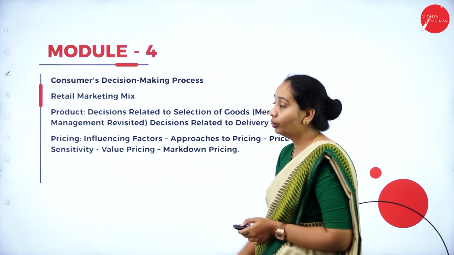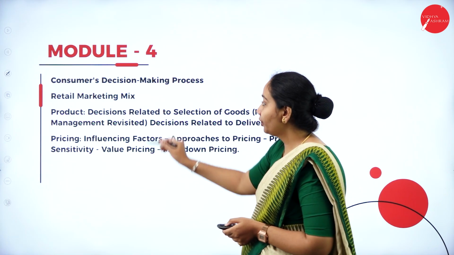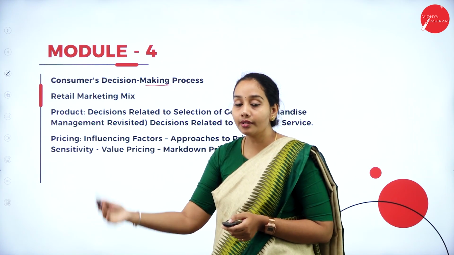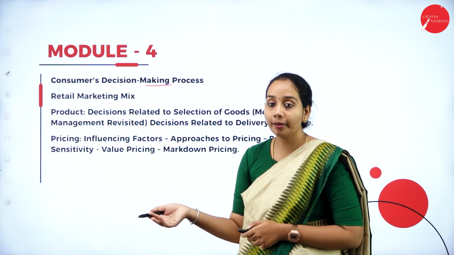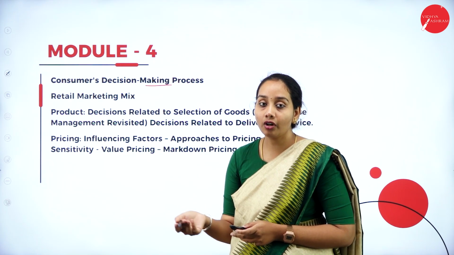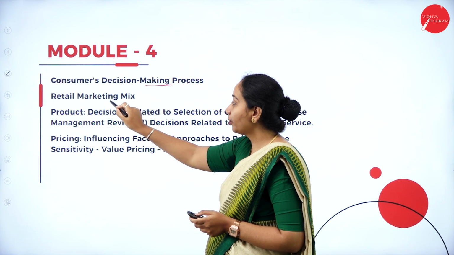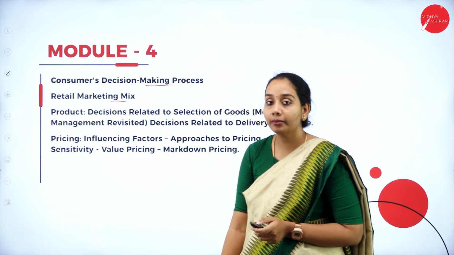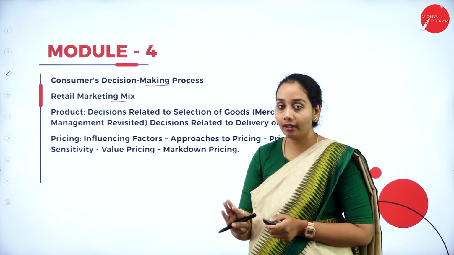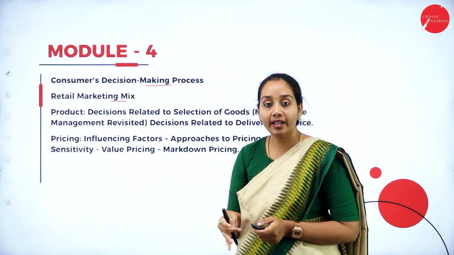Next, in module 4, you are going to learn about the consumer decision making process, how a consumer is going to make decisions based on the product that he or she is going to buy. So first is about retail marketing mix. So under the retail marketing mix, there are 4 P's. So we have price, product, place and promotion.